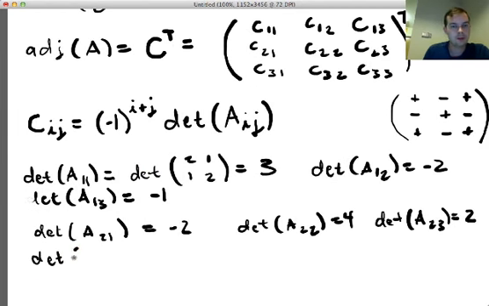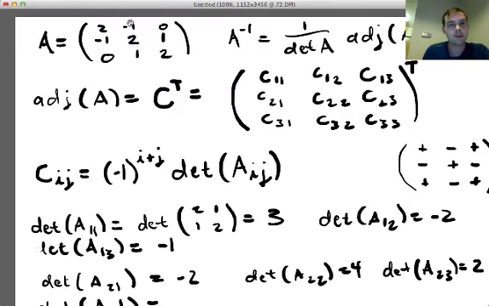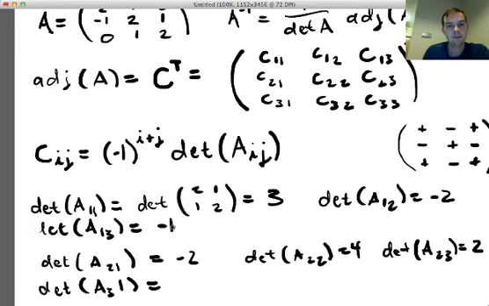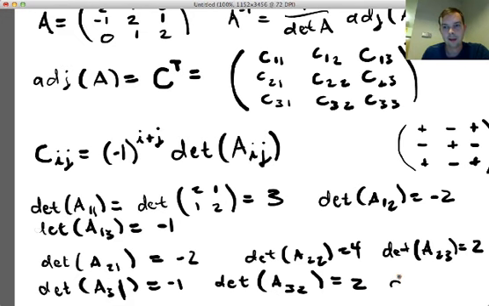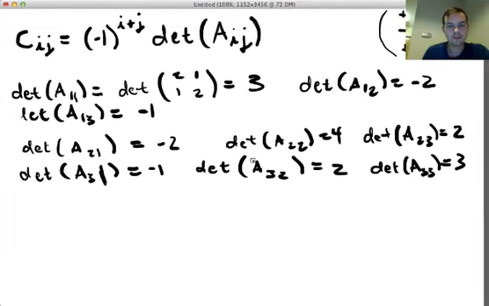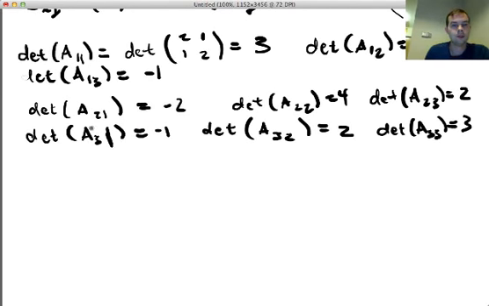Now the determinant of A31, I remove the third row and the first column, so I have minus 1 times 1, which is minus 1, minus 2 times 0 is 0, so I have minus 1 there. And now the determinant of A32, I delete the third row and the second column, so I have 2, 1, minus 1, 0, so ultimately a 2. And finally, the determinant of A33 will be 2 times 2 minus 1 times 1, which is ultimately 3. And what was my determinant originally? Right, what was my determinant originally?